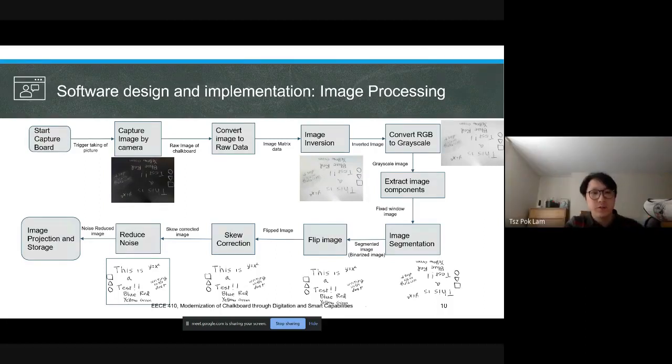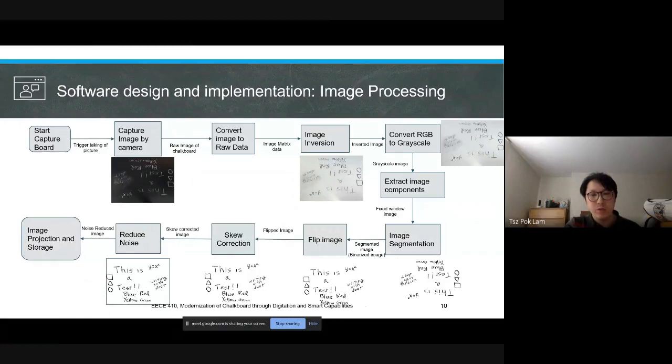So the first design is the image process for our software side. We assume we capture the board, then we have a click for the camera, and then we will transfer the image to raw data, and we will try to do the first image processing, which is the image inversion, and then we will convert to grayscale. After extracting the image components, we will do the image segmentation by using the Phansalkar algorithm.